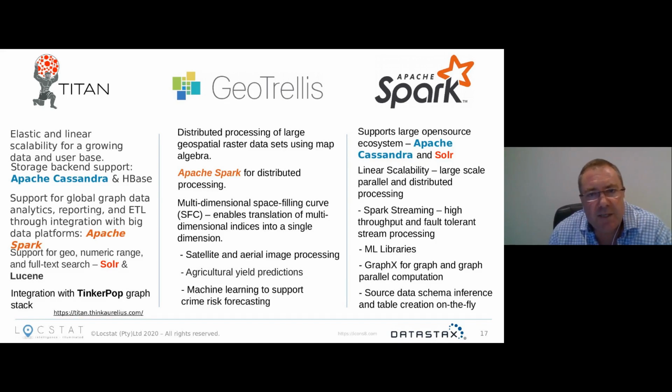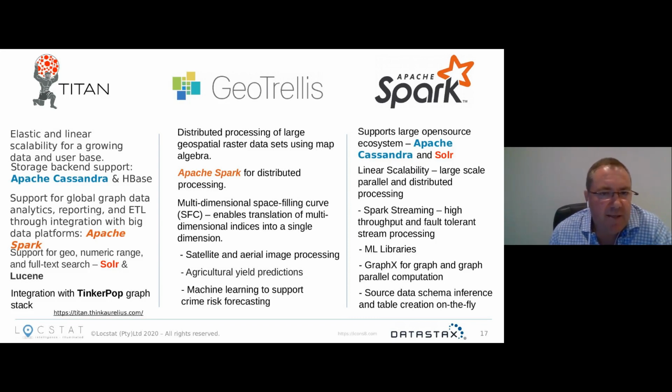And then, of course, we selected Spark because of Spark's close integration or commonality with GeoTrellis and Titan and the underlying Cassandra database.